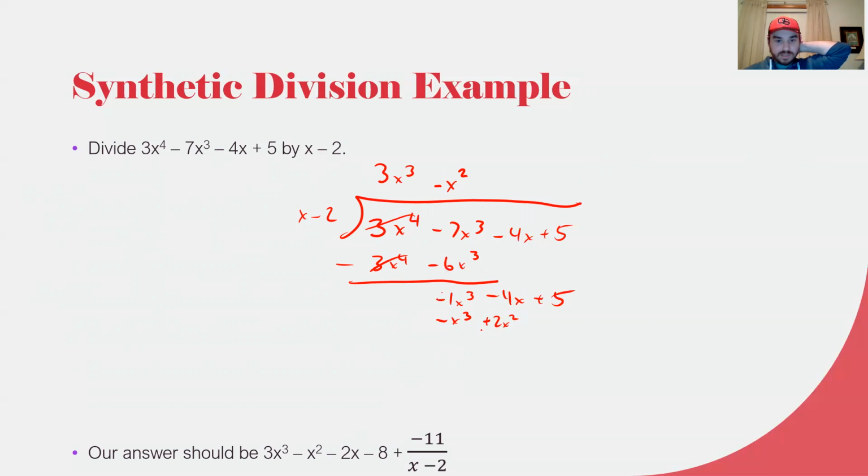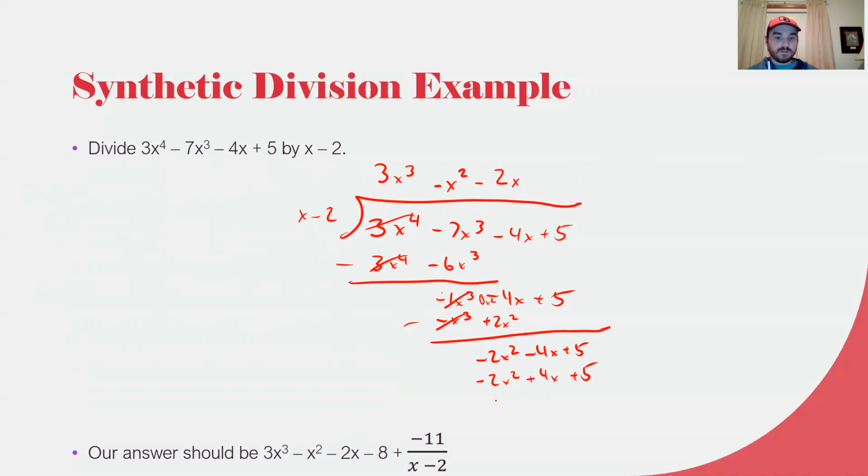There's not really anything to bring that down. So if we throw in our 0x squared really small right here, you can subtract those. These cancel. And we're left with negative 2x squared minus 4x plus 5. x minus 2 goes into this negative 2x times. That gives us negative 2x squared. And then negative 2x times negative 2 is plus 4x.